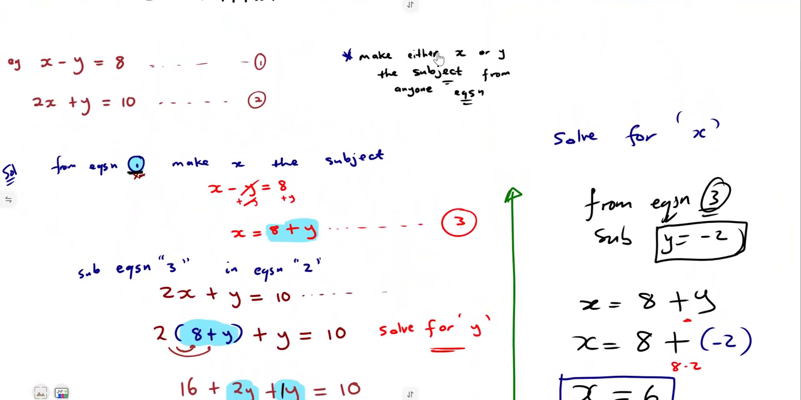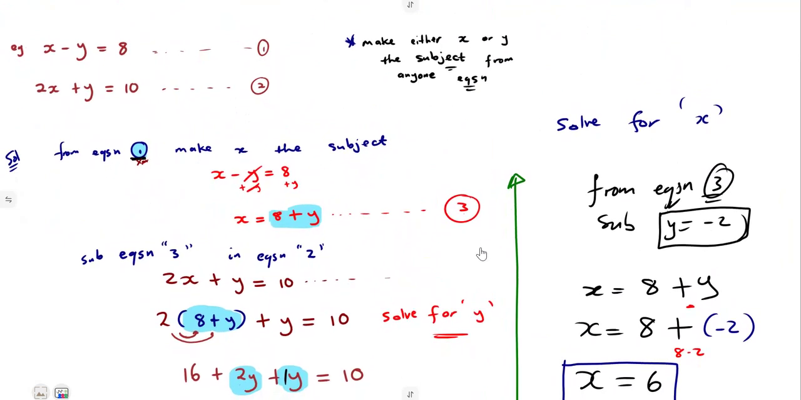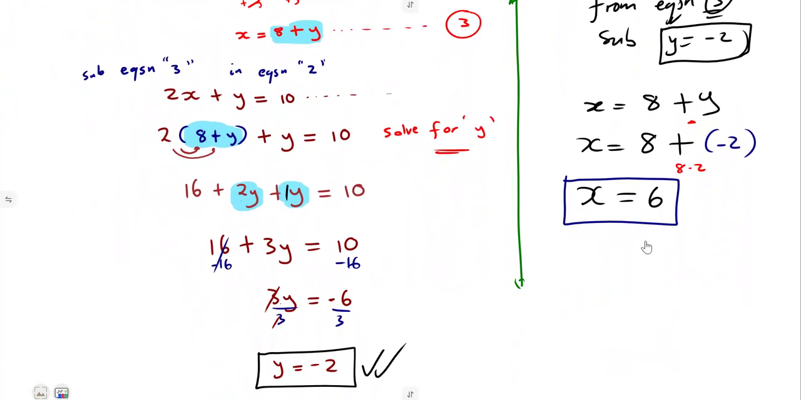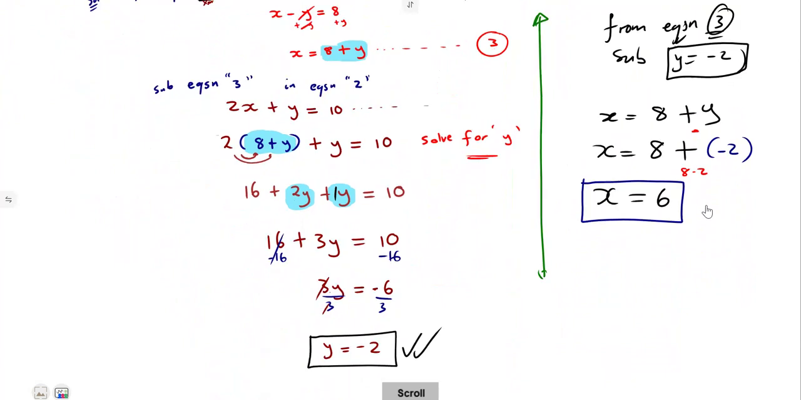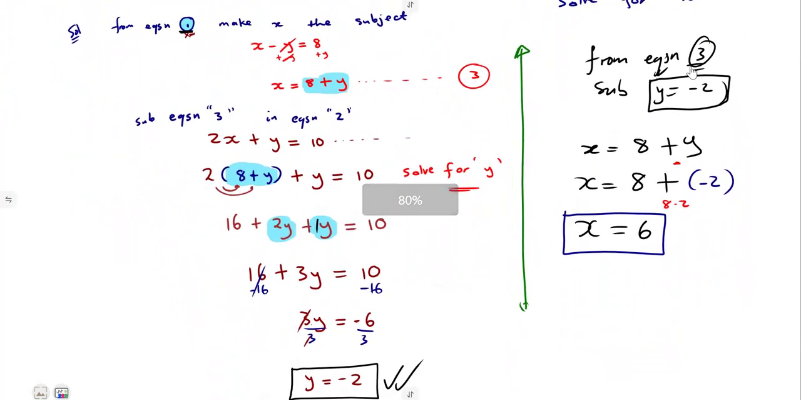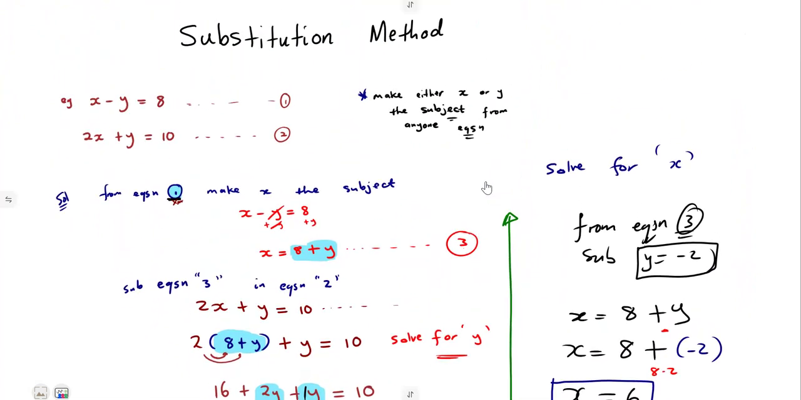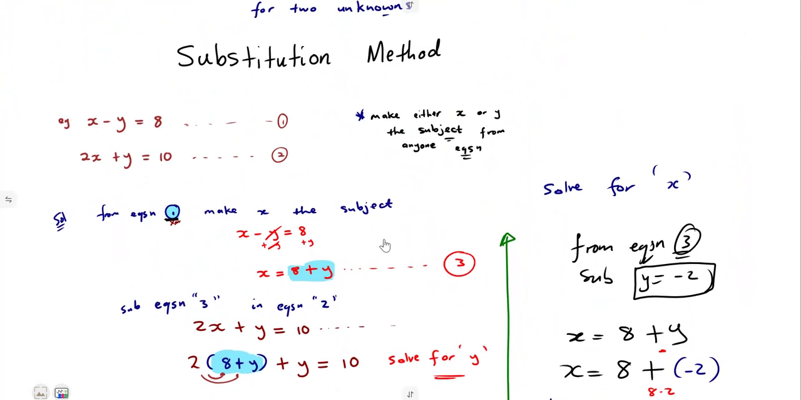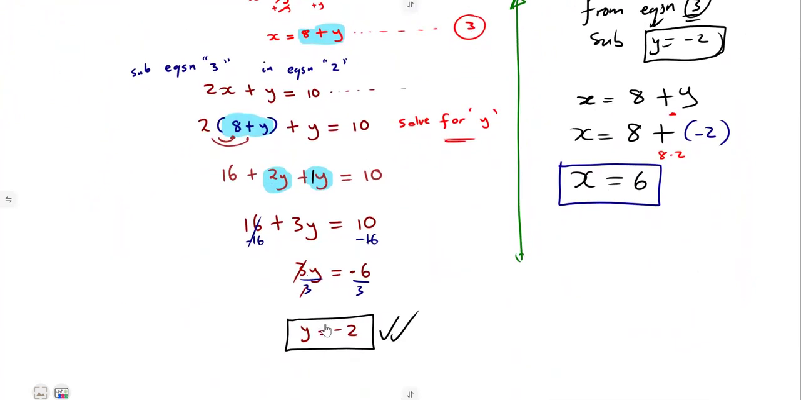So this condition, you make either x or y the subject from any one of the equations, then substitute into another one, solve for x or solve for y, then solve for the remaining variable by what? Substituting in equation 3. I'm not saying substituting in equation 1 is wrong. You're still going to have the same answers. Equation 2, same answers again for the value of y that you calculated here.